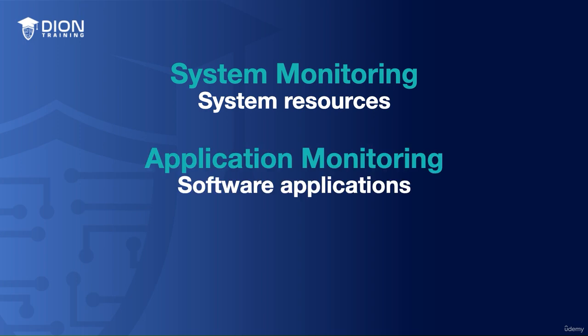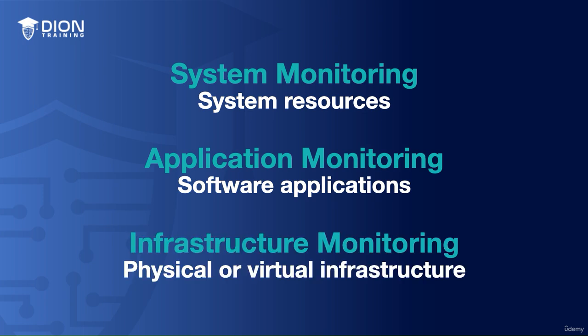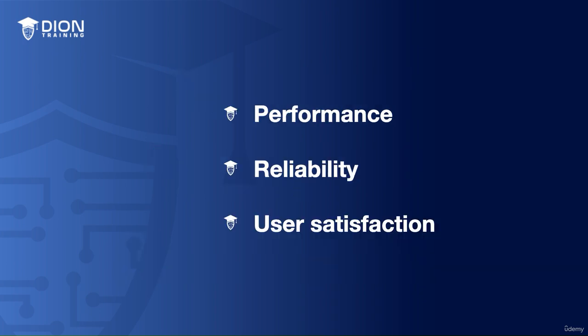Application monitoring is going to be focused on managing and monitoring the performance and availability of our software applications. And infrastructure monitoring involves observing the performance and availability of an organization's physical or virtual infrastructure. By using the right monitoring tools and strategies, our organizations can effectively monitor their resources, and this in turn is going to lead to improved performance, reliability, and user satisfaction.